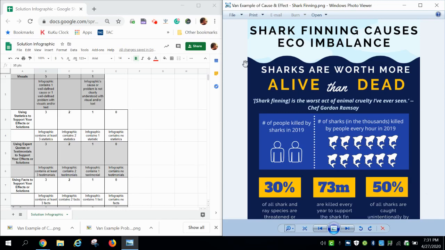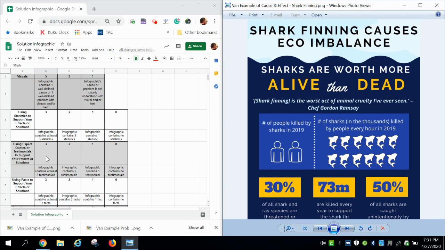at the top, we can see sharks finning causes eco imbalance. Well, we have a keyword right there. There is the word cause. So this tells me that's a cause and effect infographic.